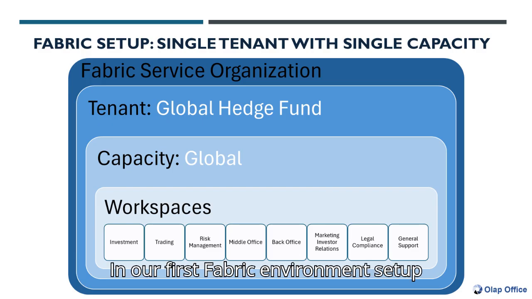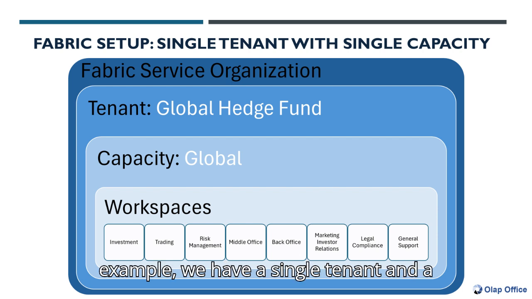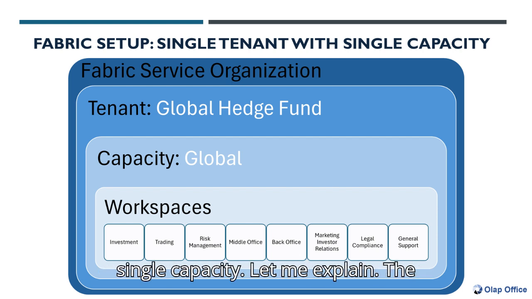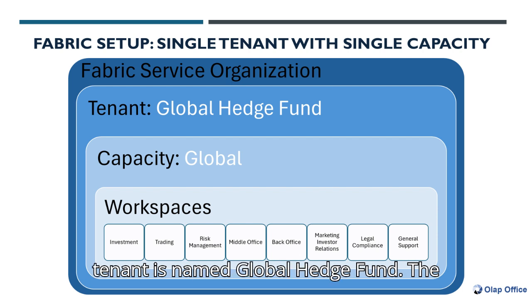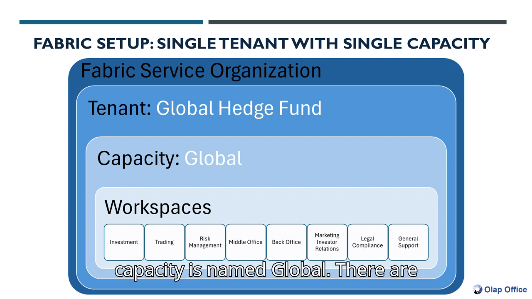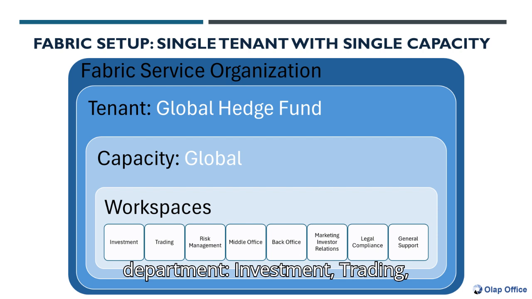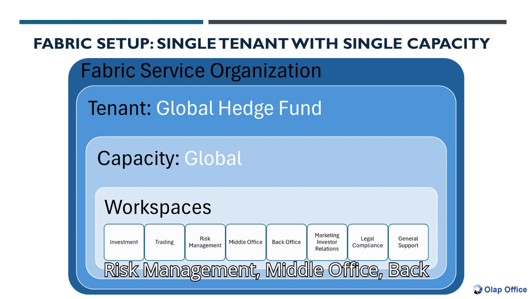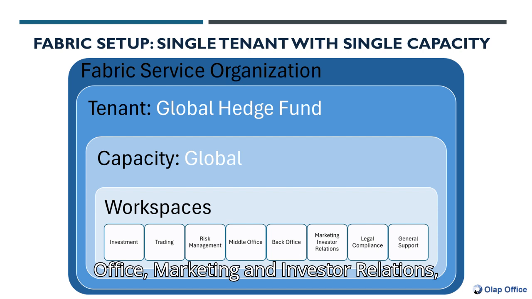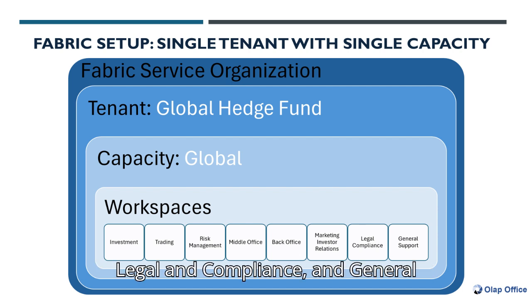In our first Fabric environment setup example, we have a single tenant and a single capacity. Let me explain. The tenant is named Global Hedge Fund. The capacity is named Global. There are 8 separate workspaces, one for each department: investment, trading, risk management, middle office, back office, marketing and investor relations, legal and compliance, and general support.